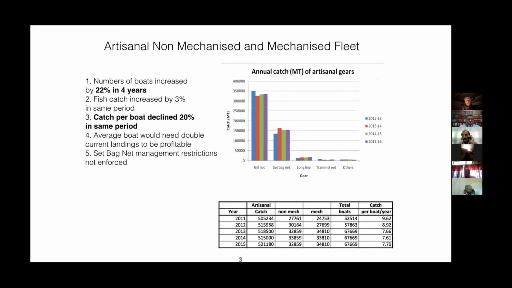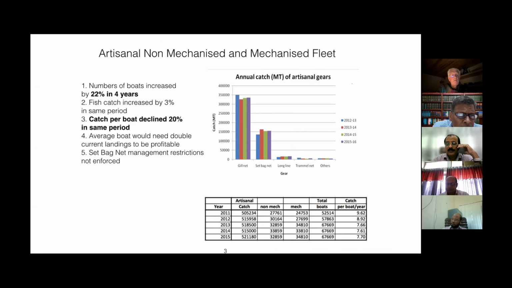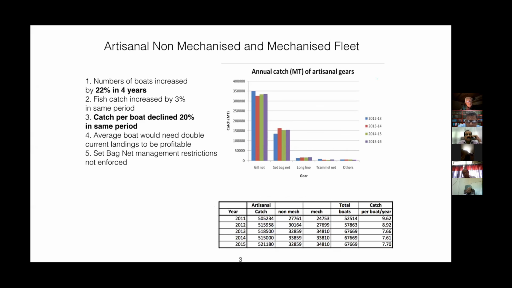Again, going back to the database when it was still functioning, it was quite possible to see what was taking place in particularly the artisanal fishery, where the numbers of boats had increased by 22% over 4 years. Fish catch increased by only 3% in the same period, and catch per boat declined by 20% in the same period. The average boat would need to be able to double its current landings to be profitable.